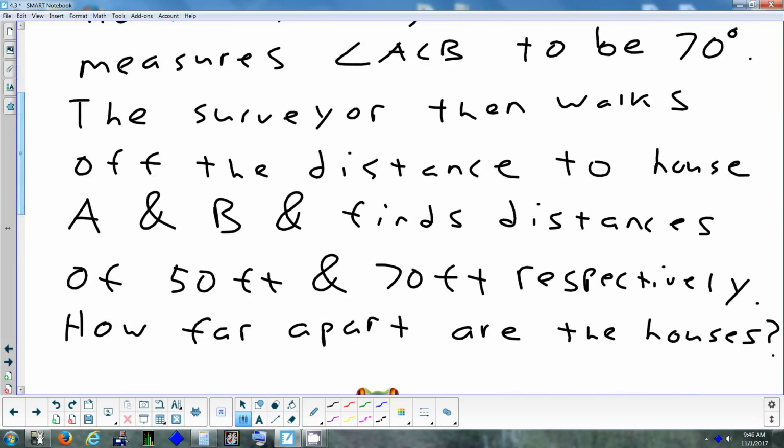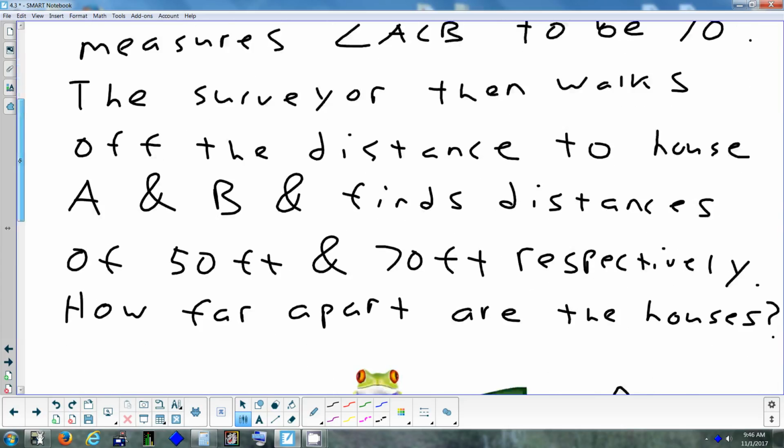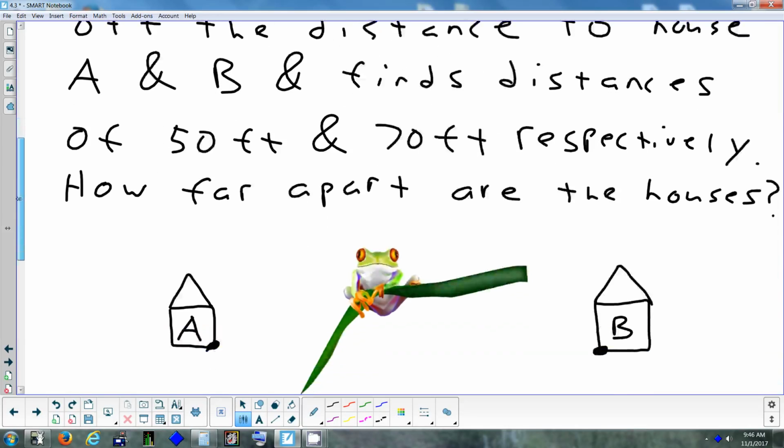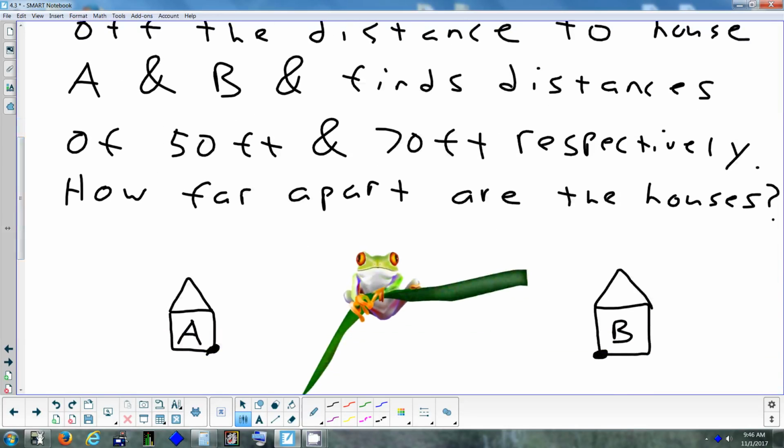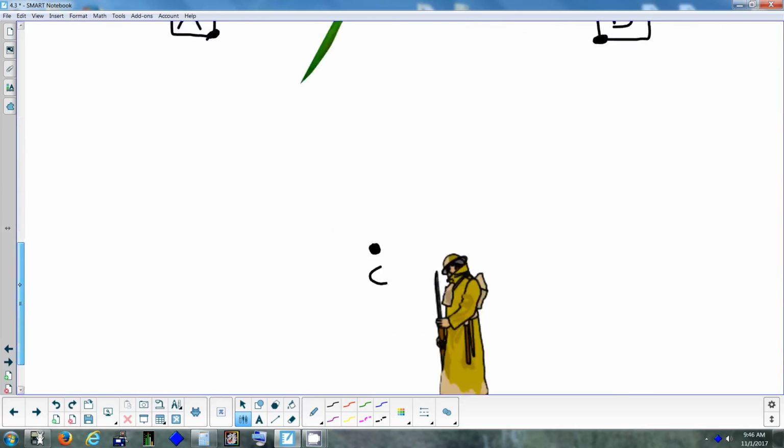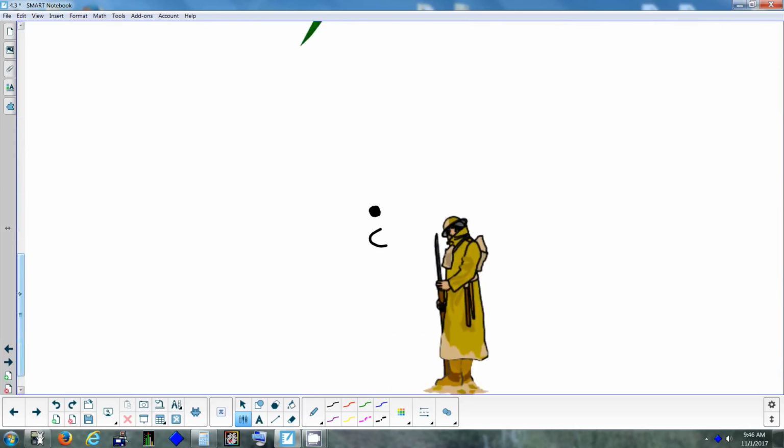So A and B are like our two houses. So in our problem, there's house A and B. And the reason I put that we can't measure between the houses is there's poisonous tree frogs. So if you try to measure, you're going to get bitten by poisonous tree frogs. Not good. And then our surveyor, I looked for a surveyor, but I couldn't find one. But I found a German soldier. So pretend like the German soldier is our surveyor.